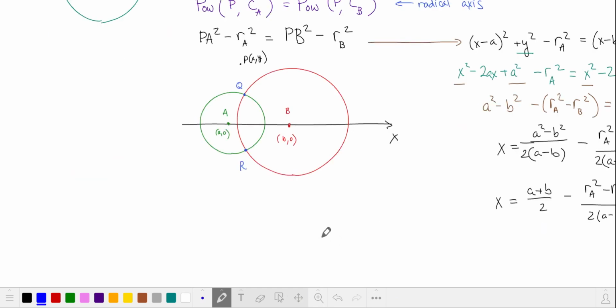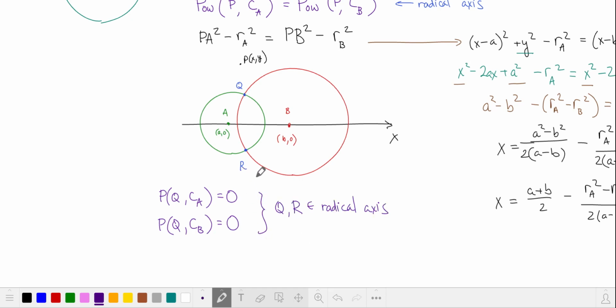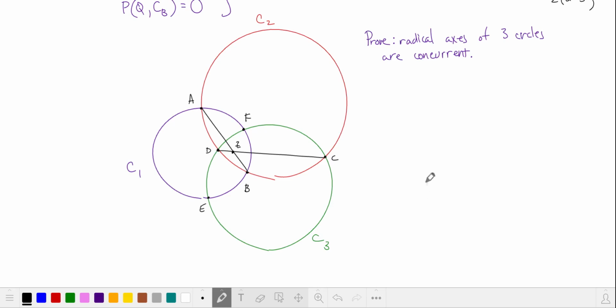Let's say our two circles intersect at points Q and R. Because Q is on circle A, the power of the point Q with respect to circle A is 0. And likewise, Q is on circle B, so the power of the point with respect to circle B is also 0. Similarly, for point R, both of these points are on the radical axis described by this equation. So we have that this is a vertical line that passes through the points Q and R, the intersecting points of our two circles.